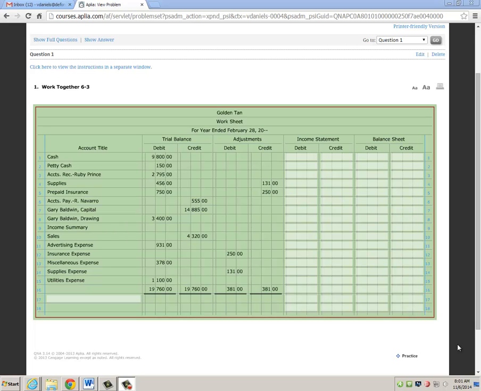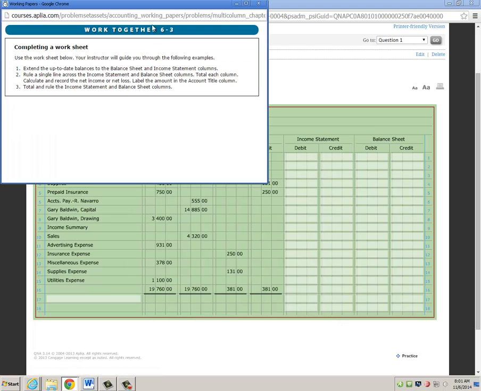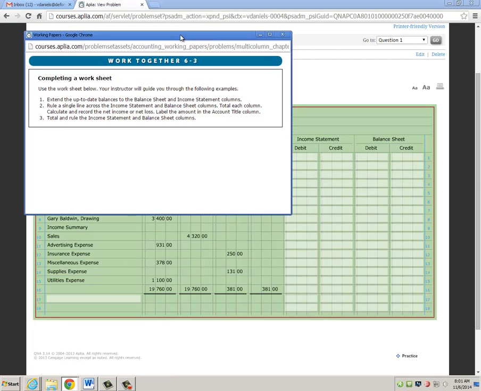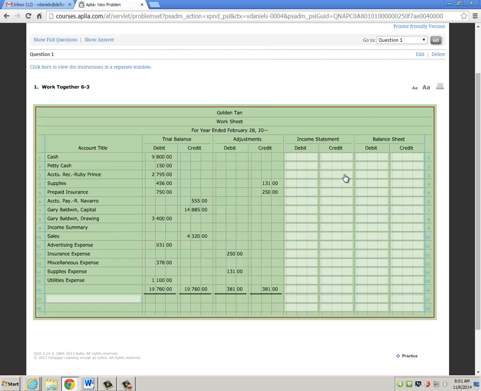Today we're going to do chapter 6-3. When we do 6-3, there's a whole lot of stuff that's going on. I'm going to click the instructions and open up and see what it says. What it's asking us to do is it wants us to extend the up-to-date balances to the balance sheet and income statement columns. Well, when we do that, there's a whole lot of stuff that we have to do.